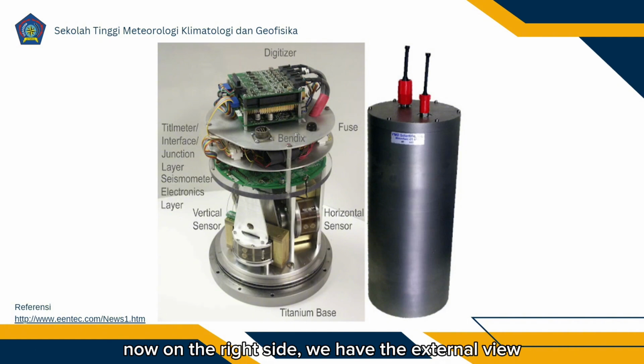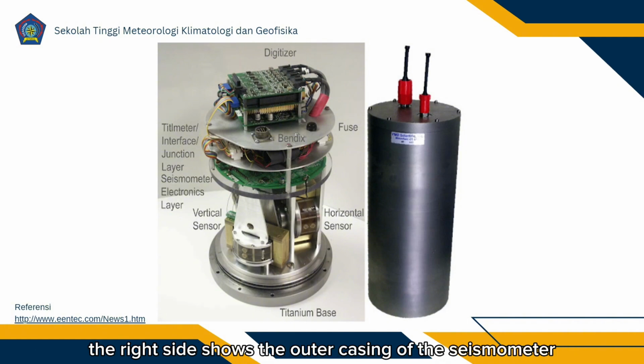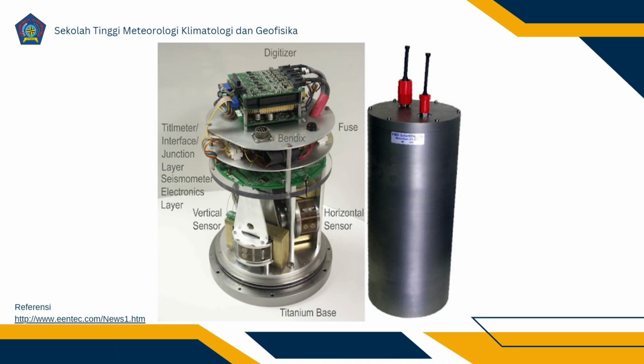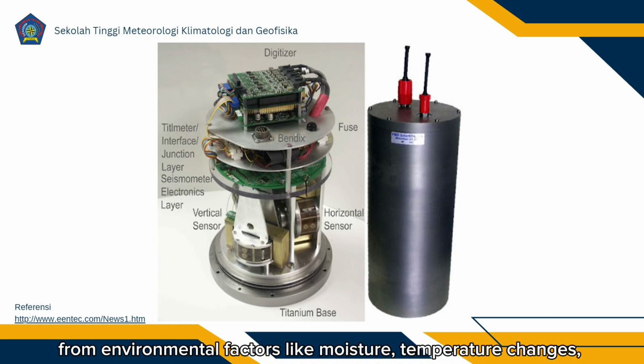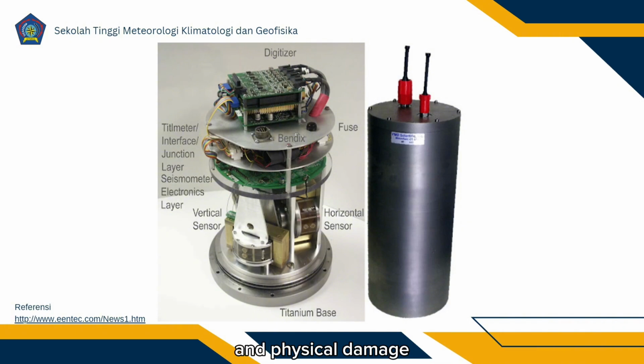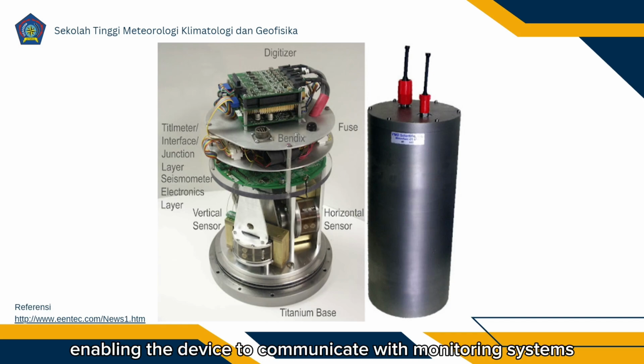Now on the right side, we have the external view. The right side shows the outer casing of the seismometer. The cylindrical housing protects the internal components from environmental factors like moisture, temperature changes, and physical damage. Now the connector on top. It allows for power input and data output, enabling the device to communicate with monitoring systems.